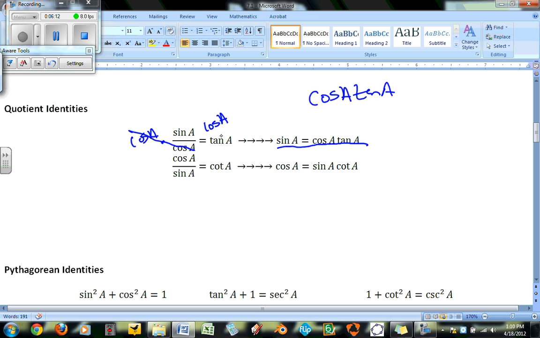So what we can use these identities for is if they give us a tangent, we know that instead of tangent, we could write sine over cosine. Maybe that helps cancel some things out. Maybe it helps simplify our equation. So that's what we're doing there. And in the same sense here, if we see a cosine, we can substitute in sine times cotangent of A if we want to. And that's just saying that they wanted to multiply by sine on each side. These are all the same then.